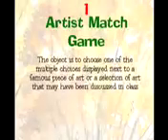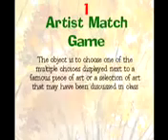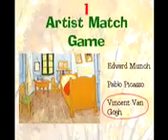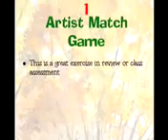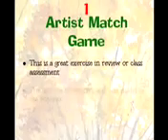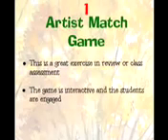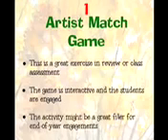The object is to choose one of the multiple choices displayed next to a famous piece of art or a selection of art that may have been discussed in class. Using a smartboard pen, the student will select the correct answer. This is a great exercise in review or class assessment. The game is interactive and the students are engaged. And the activity might be a great filler for end-of-the-year engagements.